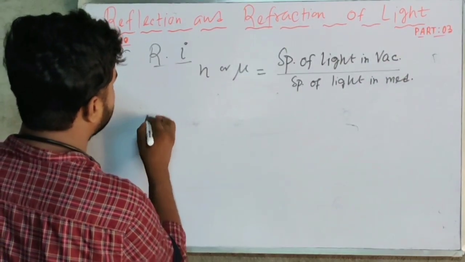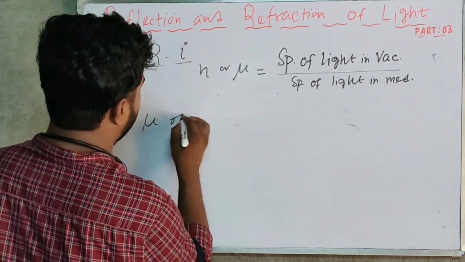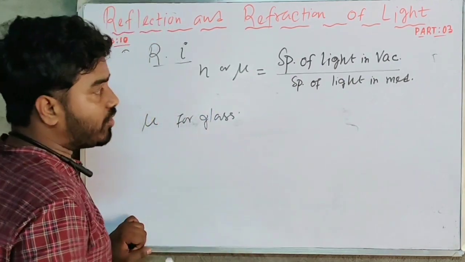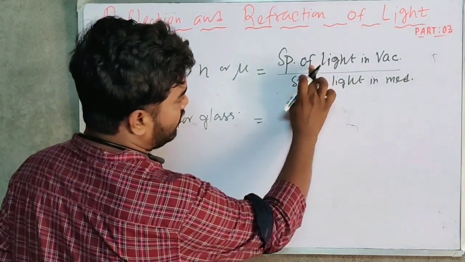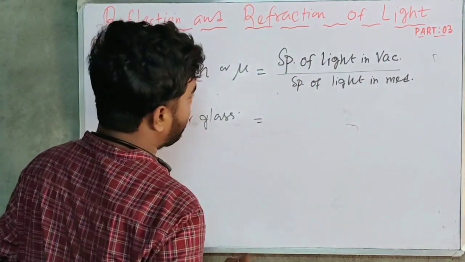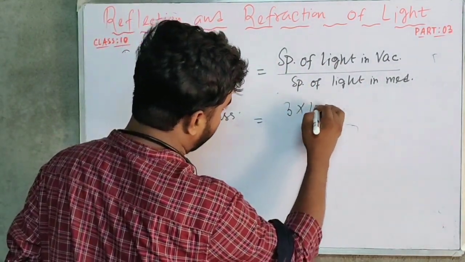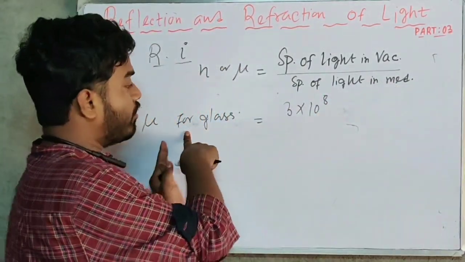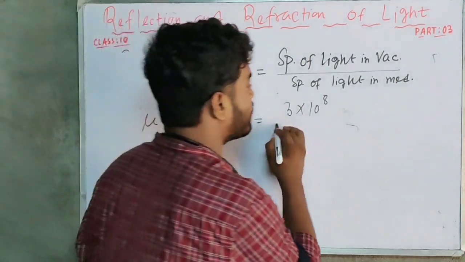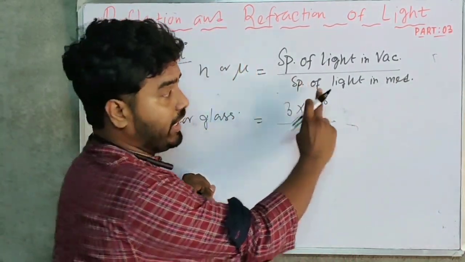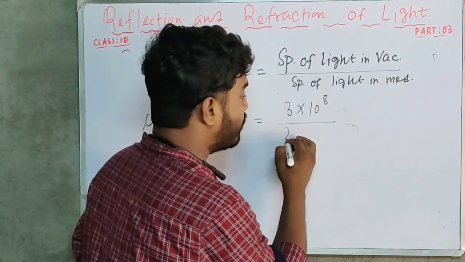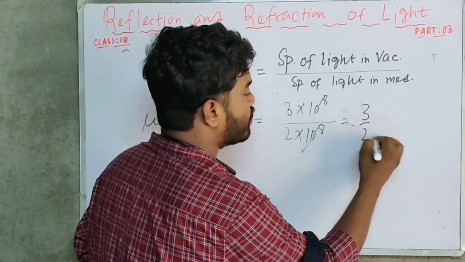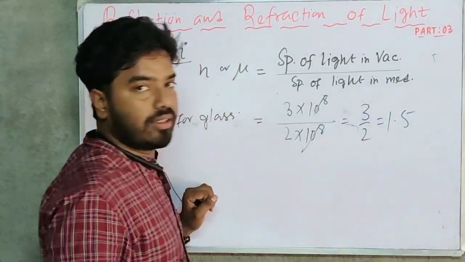Refractive index mu for glass. So what will be the formula? At first we have to write the speed of light in a vacuum, that is 3 into 10 to the power 8. Then the speed of light in a medium, and here we calculate the refractive index for glass. So this lower portion will be the speed of light in glass, and this value is 2 into 10 to the power 8. Cancel out, that is 3 by 2, which is approximately 1.5.